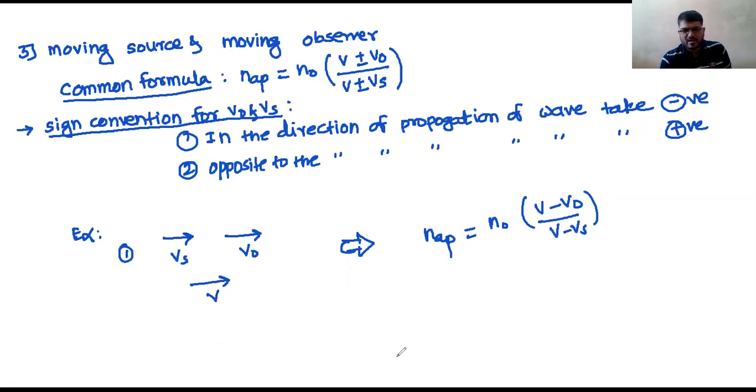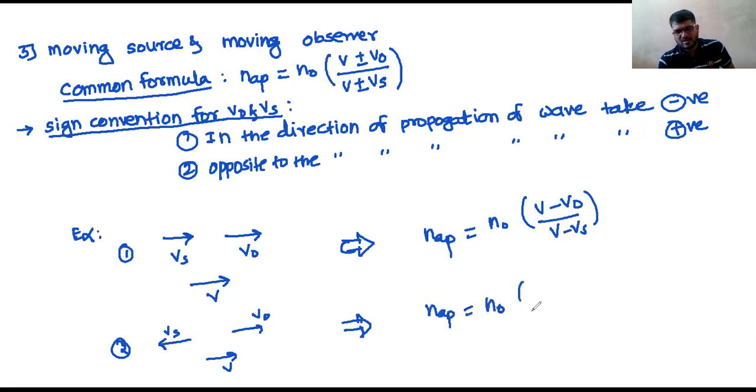If one more example I will take, suppose I am taking one example like this. Now Vs is this side and V naught is this side and this is V. So now see, in this, who is in the direction of V? So that's why here N apparent is equal to N naught into V minus V naught, and the one who is in opposite direction we have to take as a plus. So Vs is this side, so therefore you are getting formula like this.